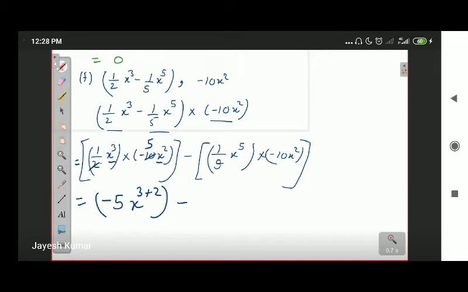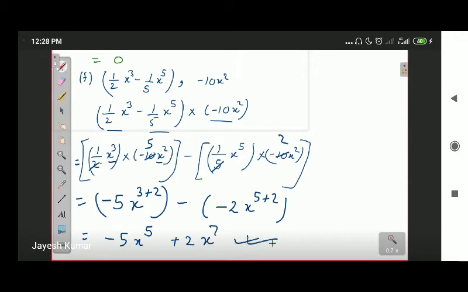Minus, again, constant part is multiplied by the constant part. So 1 upon 5 into 10 will be 2. This is minus 2 x to the power 5 plus 2. You simplify the term, this will be minus x to the power 5 minus minus plus 2 x to the power 7. So that will be your final answer.